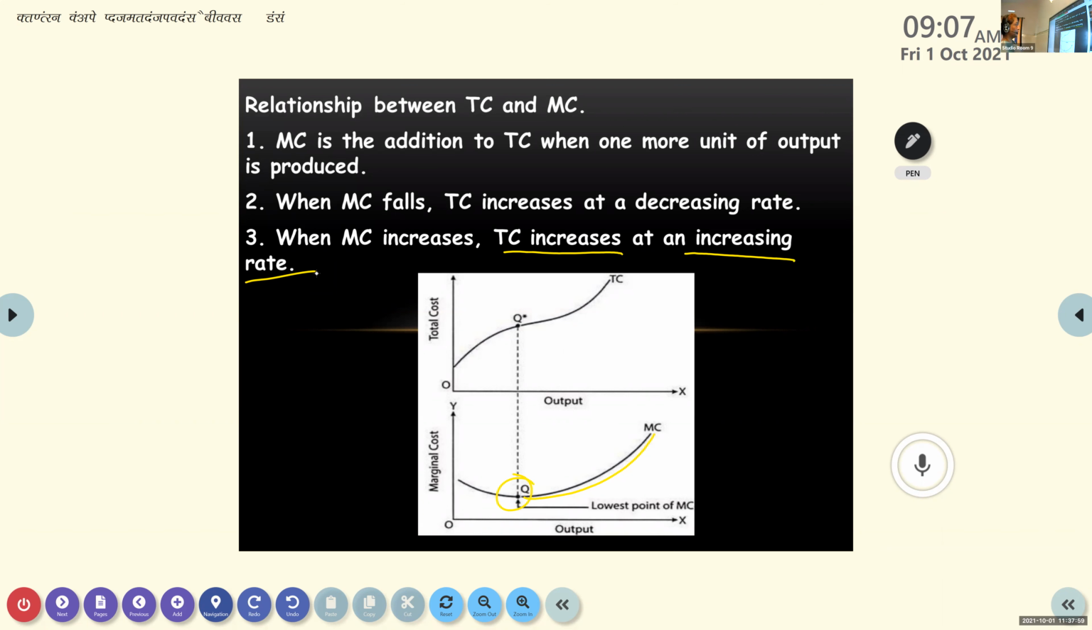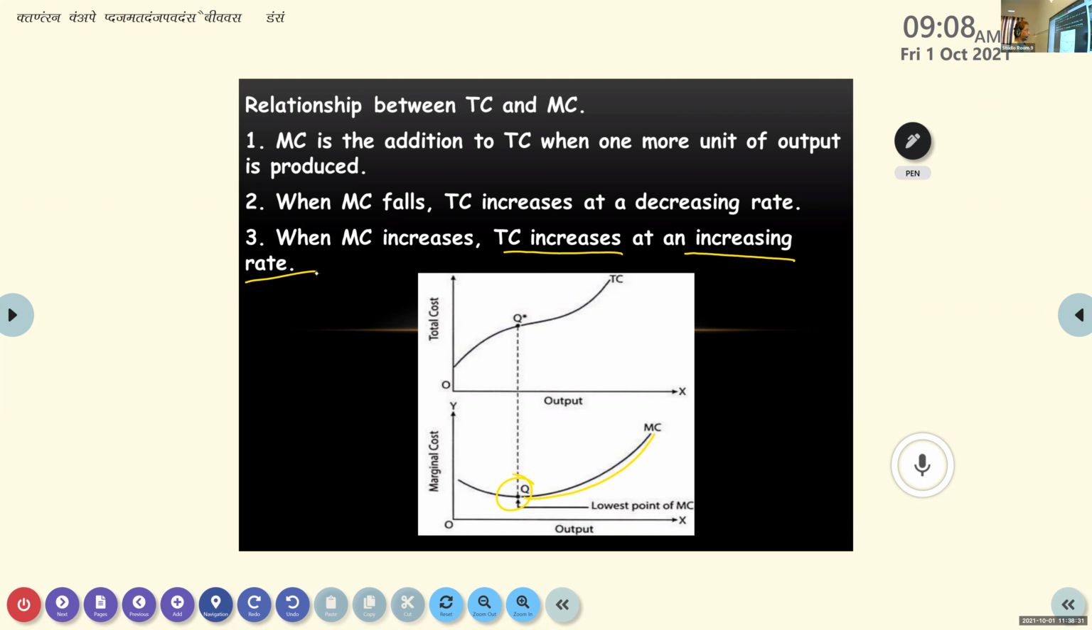Pranav, what are the types of relationship you can see between TC and MC? MC is the addition to TC when one more unit of output is produced. That is actually the definition of MC. Two kinds of relationship here. What are they? When MC falls, TC increases at a decreasing rate. Okay, when MC falls, TC increases, but at a decreasing rate. Yes, and next, when MC increases, TC increases at an increasing rate.